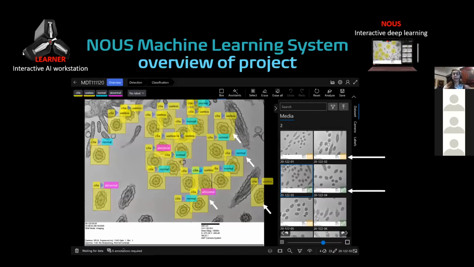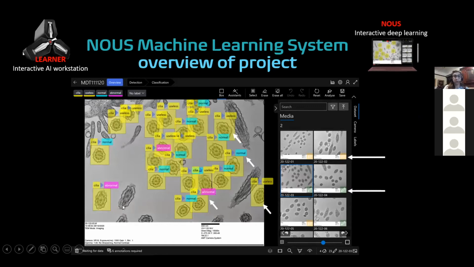This is an overview of our images containing several cilia. All the yellow boxes are cilia detected by the machine. This is not a training that I did. This is a suggestion made by the machine, detection and classification. This is fairly good. All cilia were detected.